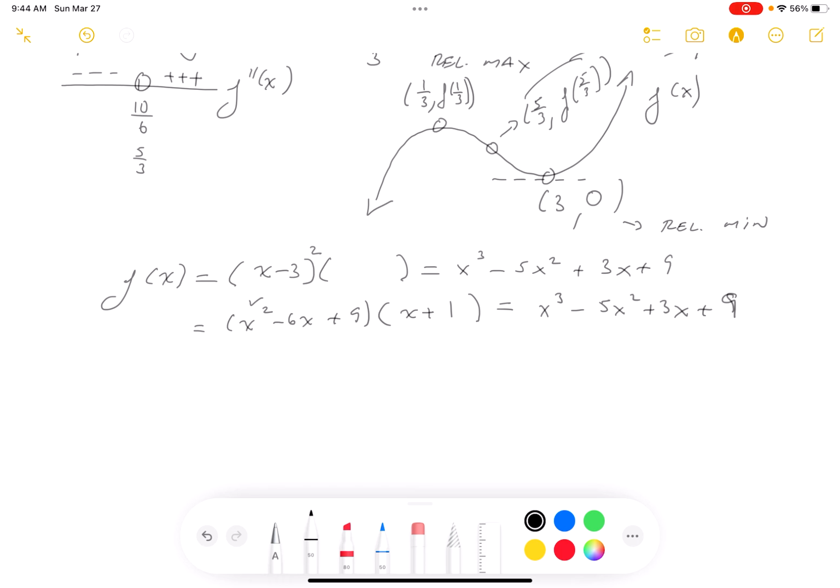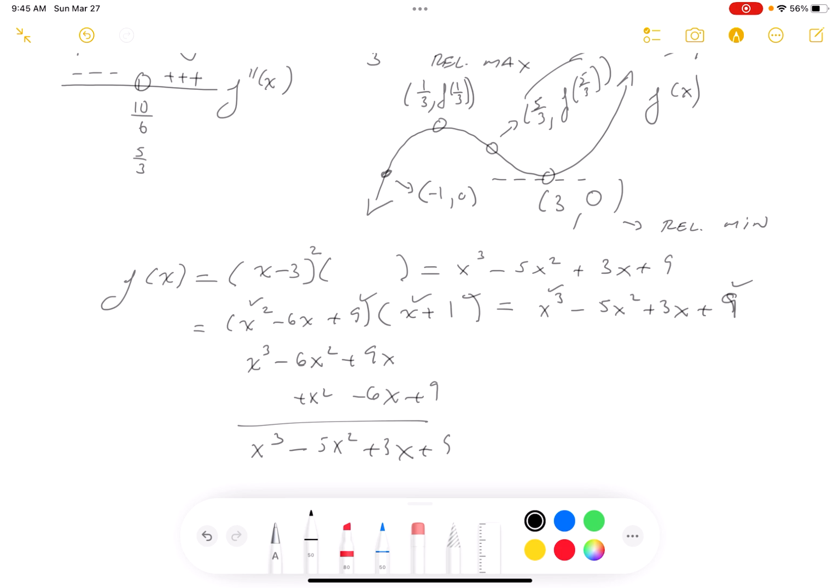And why is that? Let's go through that. X squared times x is x cubed. 9 times 1 is 9. Let's just verify this and see if it is true. What do you get? X cubed minus 6x squared plus 9x plus x squared minus 6x plus 9. If you add that together, what do you get? X cubed minus 5x squared plus 3x plus 9. Exactly what we're expecting. So I found the other root. Now what's the other root going to be? Minus 1, 0.